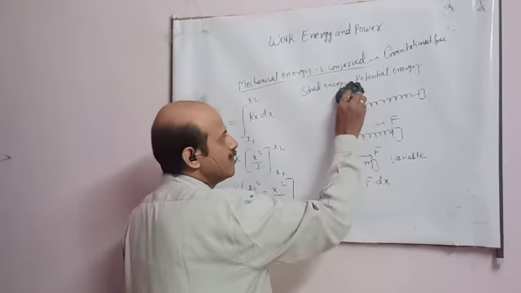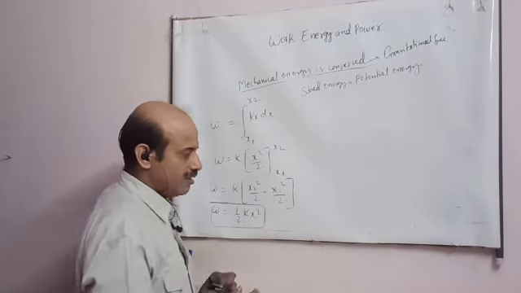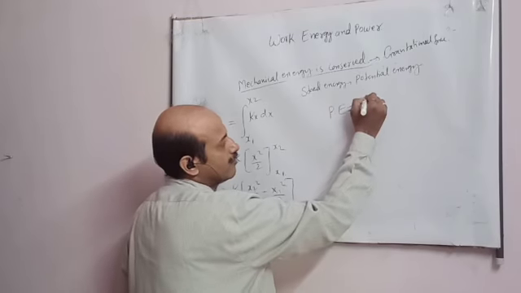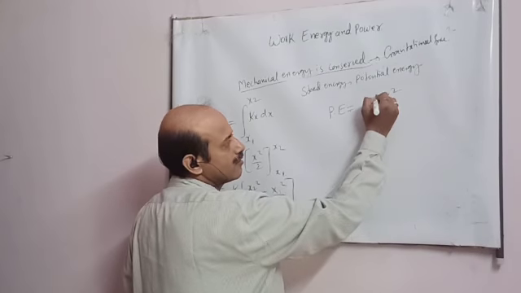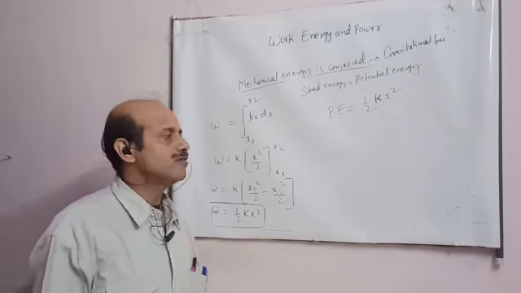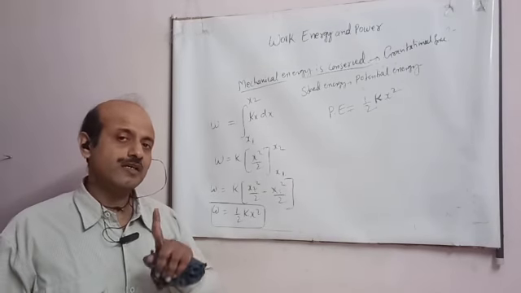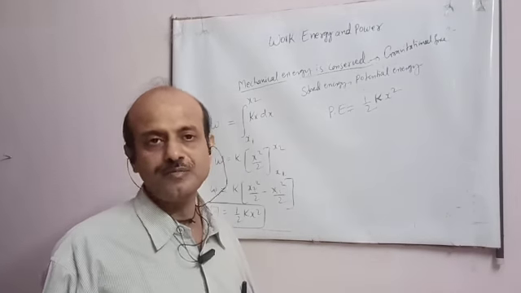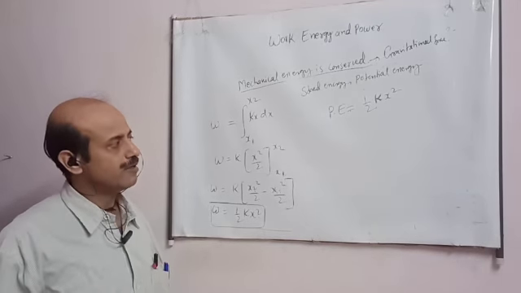So the potential energy of the spring becomes half k x square, where k is the spring constant. Remember again, student, in this case also work is done, and that is why potential energy comes into play. Remember, the concept of potential energy is based on work done. The work must be done, that work done is stored as energy, and this is how potential energy comes.